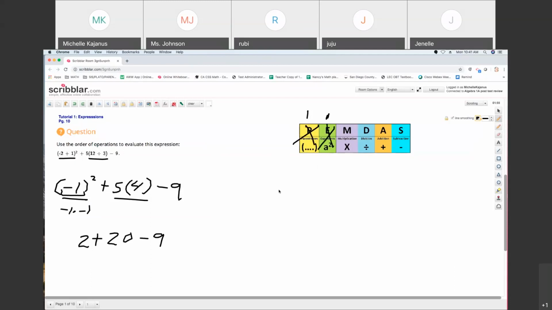I'm done with exponents. I'm done with multiplication. I don't have any division. And now I check if I have an addition or a subtraction. Addition doesn't necessarily have to come first, it's whatever comes first from left to right. First, I have 1 plus 20. I'm going to do that. It's 21. 21 minus 9 is 12.